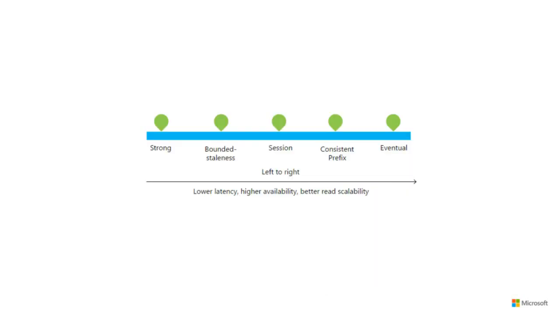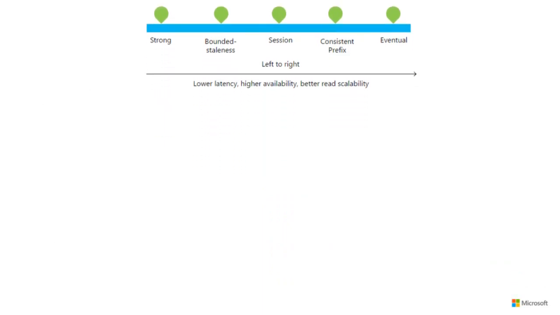So let's talk a little bit about the different consistency models. We support, from left to right, the left side being the strongest consistency, the right side having the lowest latency and highest availability characteristics, as well as the best throughput characteristics because we don't have to do quorum reads. From left to right, the consistency models are as such: strong, bounded staleness, session, consistent prefix, and eventual.